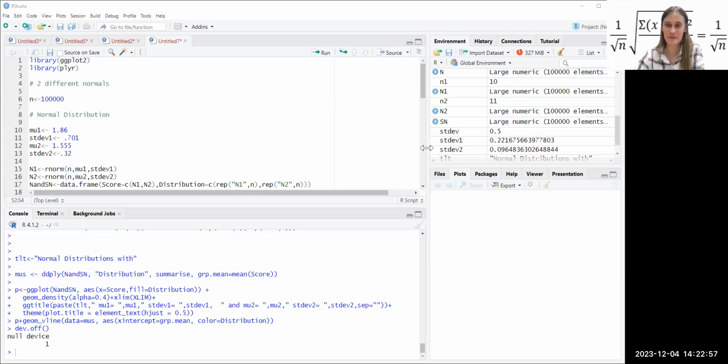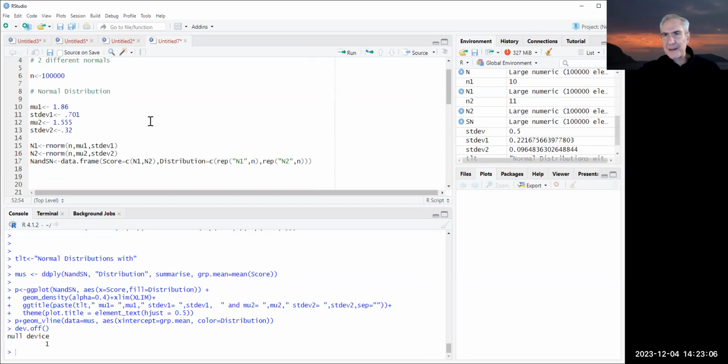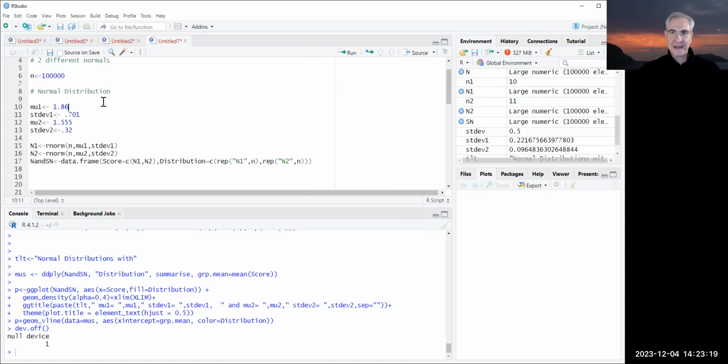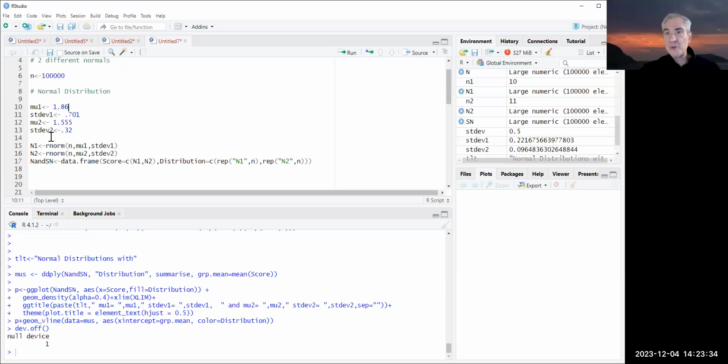All right. So what I've found that I've done sometime previous is it looks like I'm trying to build some kind of distribution. In fact, I've got the comments here that say normal distribution. So it looks like I've got two different values here for two different means. I've got 1.86 and 0.701, I guess, for the mean and the standard deviation for the first distribution. I'm not sure where these numbers are coming from, but here's 1.555 as the second mean, with the standard deviation for that second distribution at 0.32.